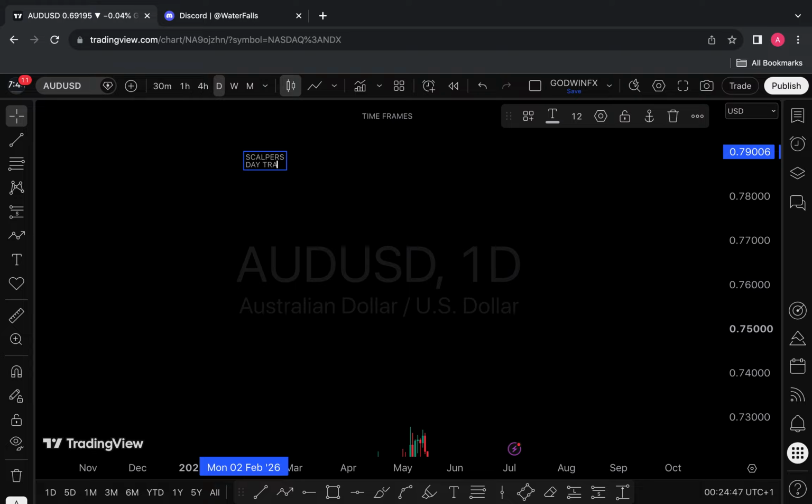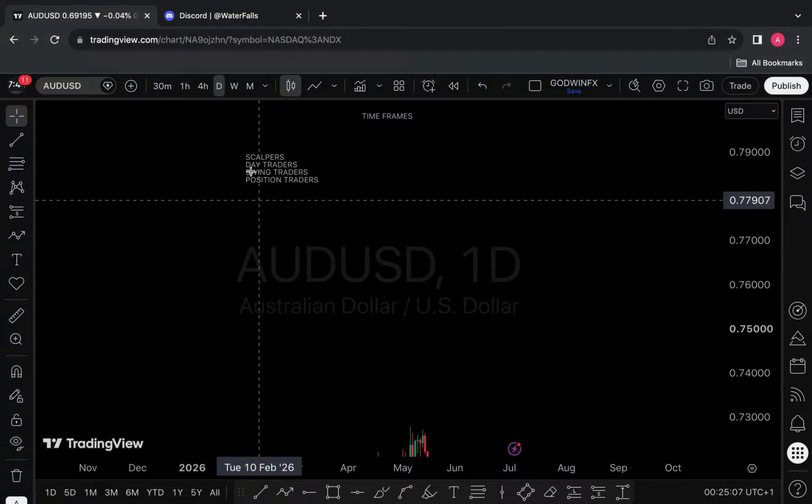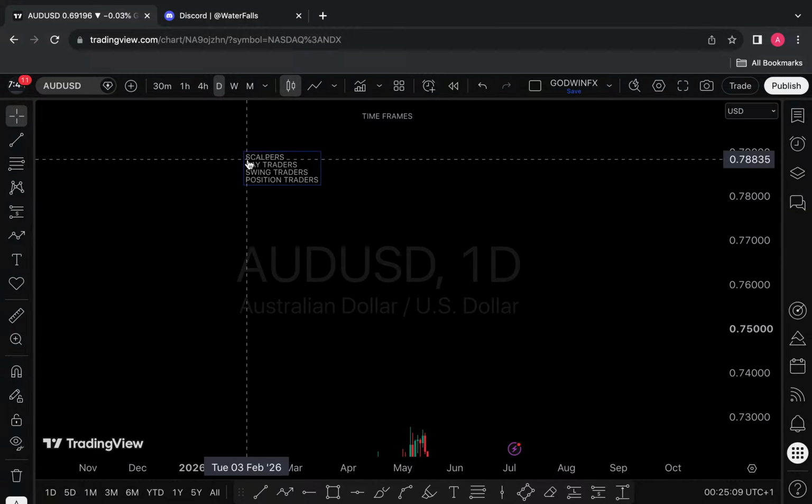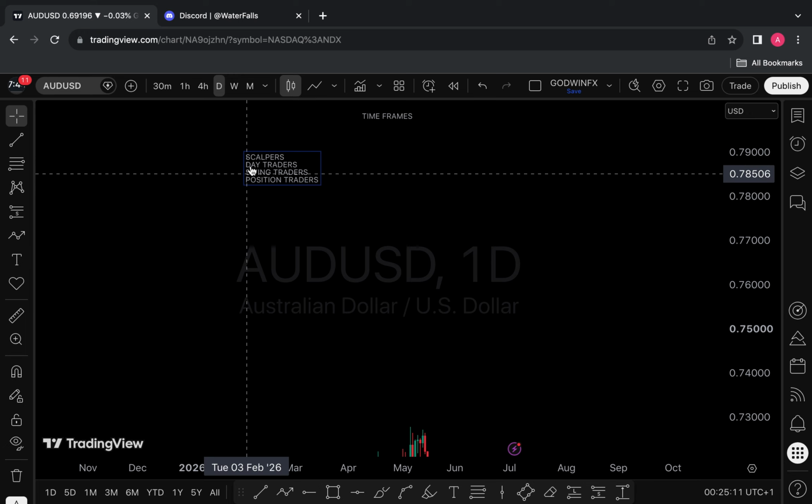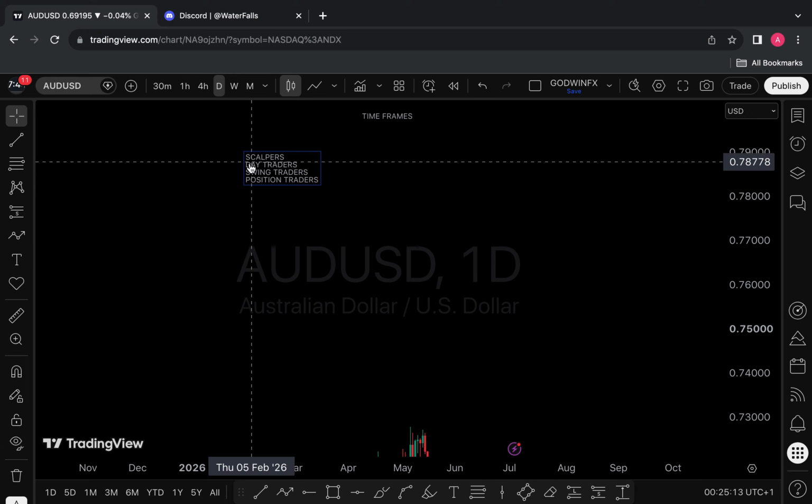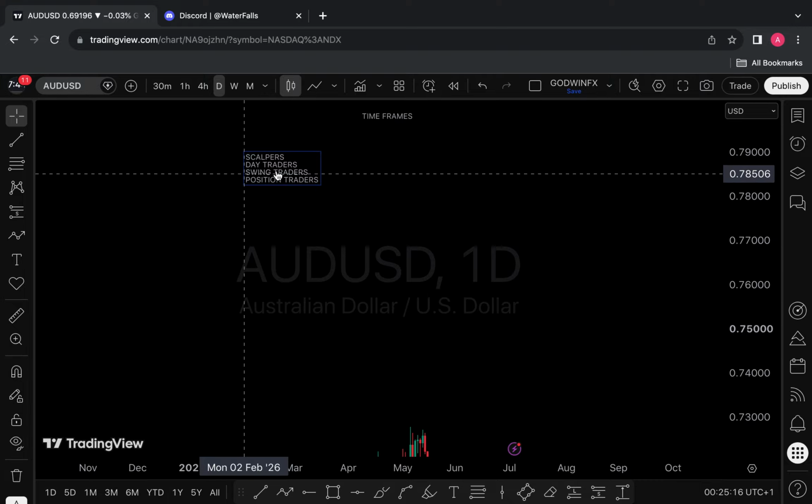We have swing traders, and we have position traders. You can either be one of these types of trader or two of them. For me, I can say I am two, because I day trade and I also swing trade.